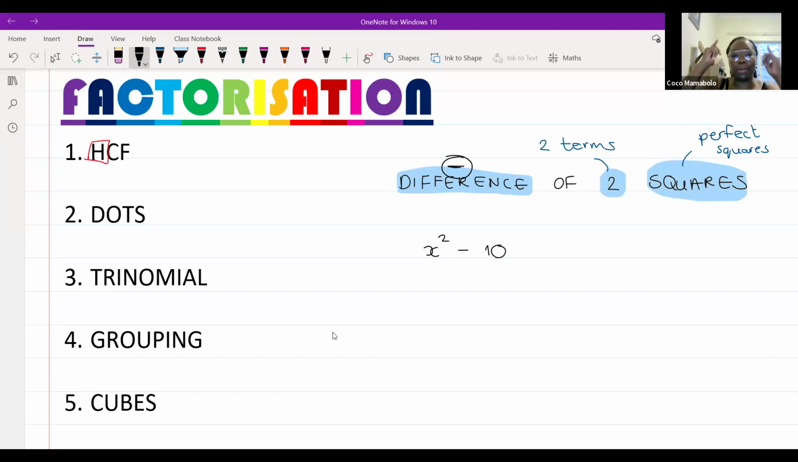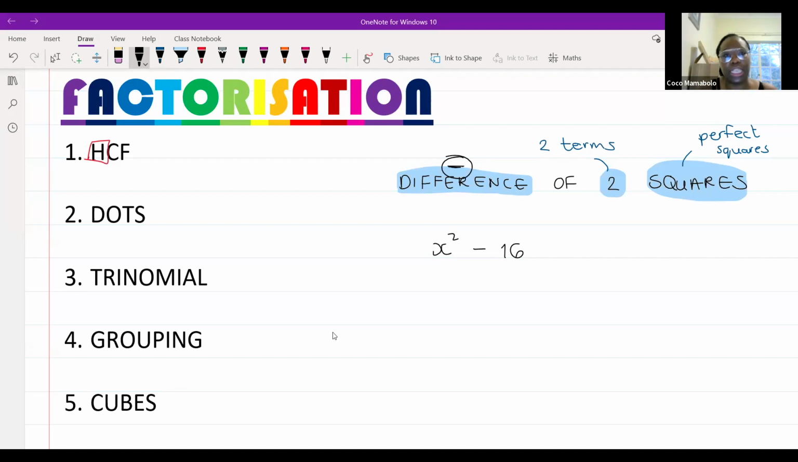That's it, Abu. Exactly. Because 10 is not a perfect square. 10 is not a perfect square. So technically, we cannot do this. So this is a no. We can't do that. What if I said x squared minus 16? Can I factorize this using DOTS?